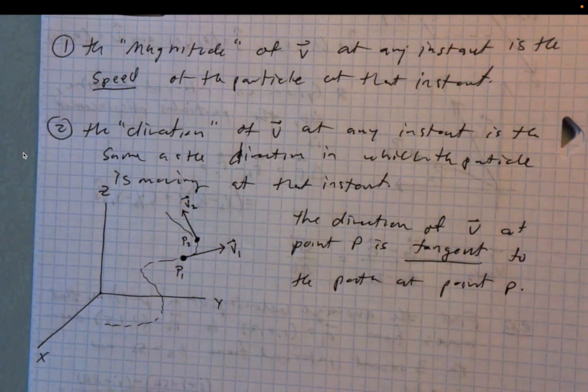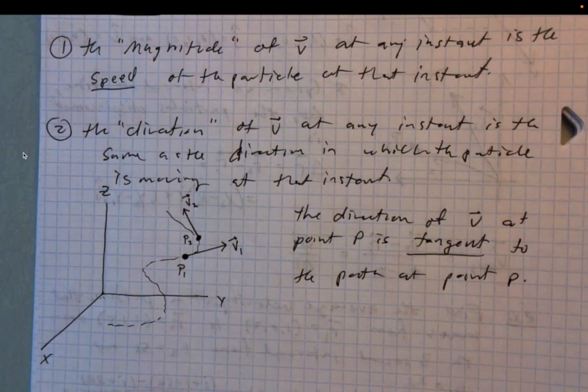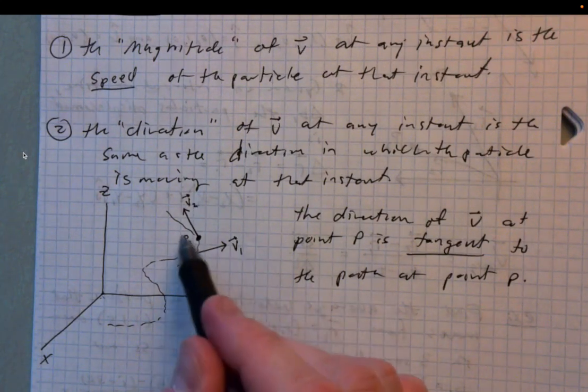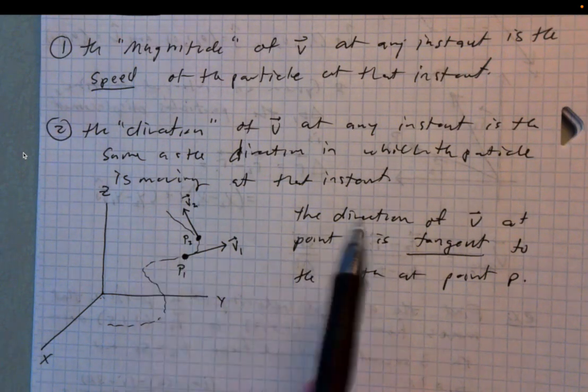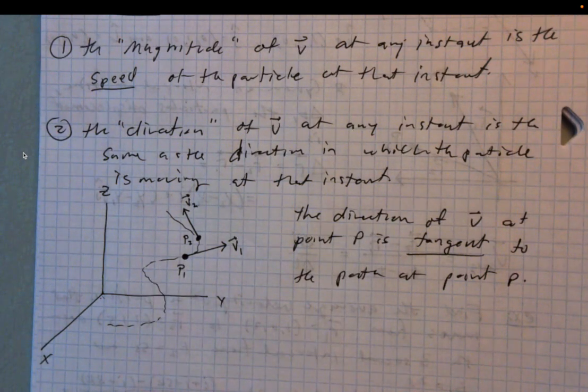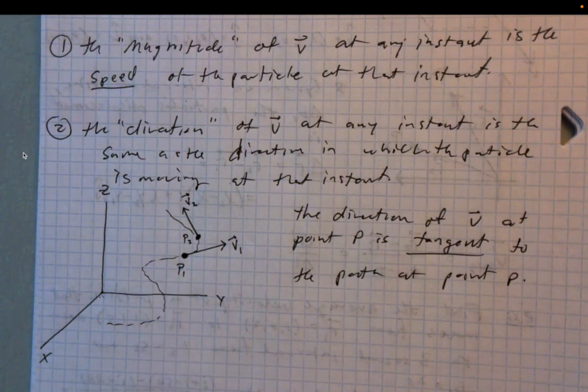So hopefully you've seen some calculus, you know what I mean by tangent. The idea is that if we think of the path as this curve in space, then the velocity vector is going to touch that path at a single point, namely P1 in this instance. It's going to touch it at just that point. It's going to be equal to the slope of the path at that point. Okay, very good. So that's the idea.